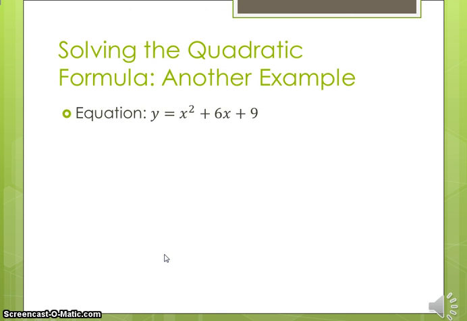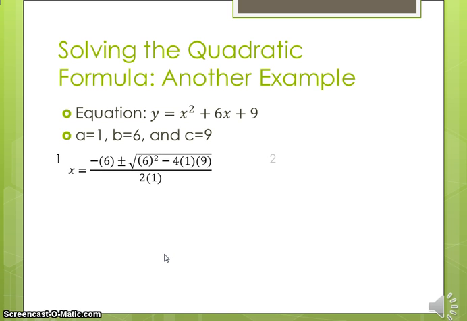So, another example. y equals x squared plus 6x plus 9. So a equals 1, b equals 6, and c equals 9. Plugging them in, you get this. Now you start to combine like terms. Negative times 6 is negative 6. 6 squared is 36. Negative 4 times 1 is negative 4. And 2 times 1 is 2.